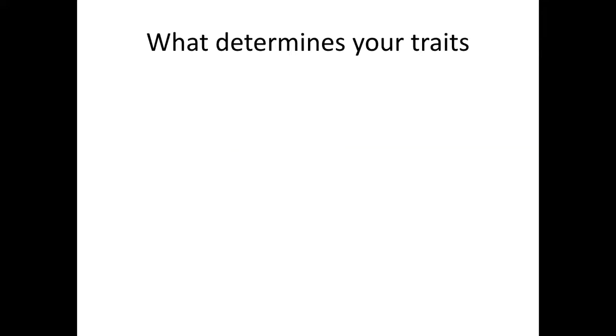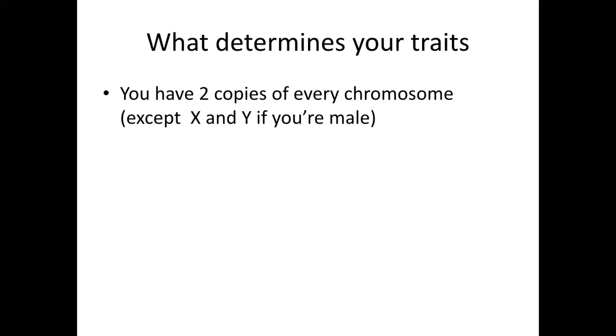So what determines your traits? Again, let's wrap this up a little bit. You have 2 copies of every chromosome. The exception to this is if you're chromosomally male. For the 23rd chromosome, people who are chromosomally male will have one X chromosome and one Y chromosome. So they only have one copy of all the genes on those chromosomes. This is one of the reasons that people who are chromosomally male tend to be more susceptible to a lot of genetic diseases that are carried specifically on the X chromosome.